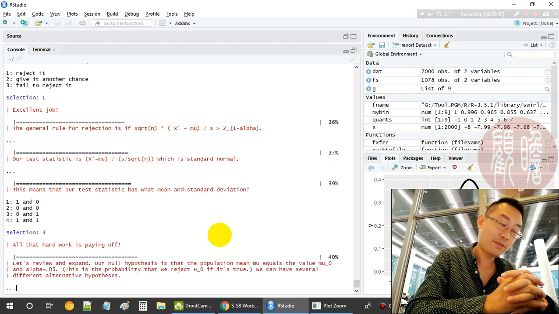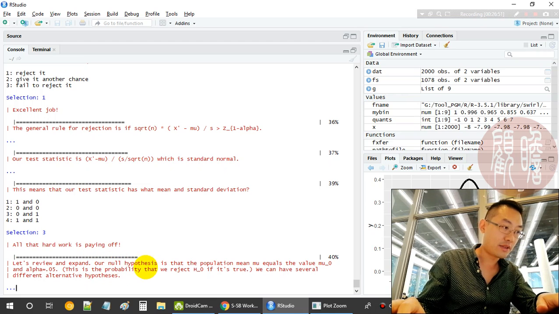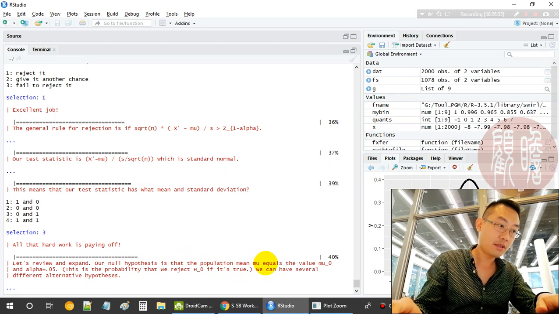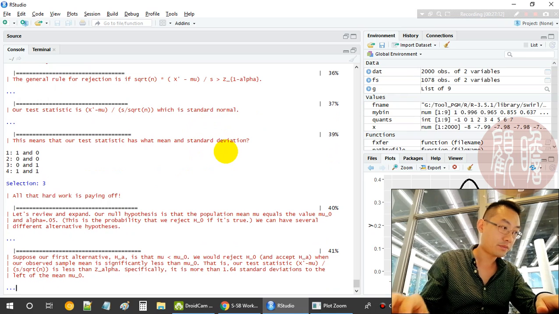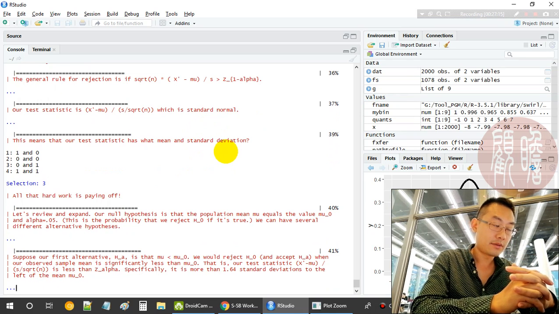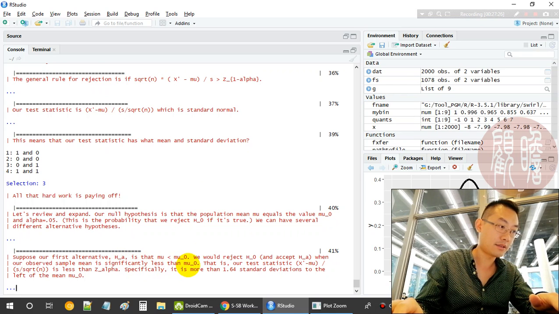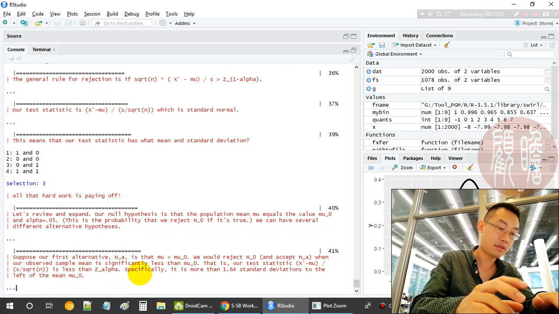Okay, so we are 40% done. Let's review and expand. Our null hypothesis is that the population mean equals the value mu 0, with alpha 0.05. This is the probability that we reject if it's true. We can have several different alternative hypotheses. Our first alternative is mu smaller than mu 0. We would reject the null and accept the alternative when we observe a sample mean that is significantly lesser than mu 0, more to the left.